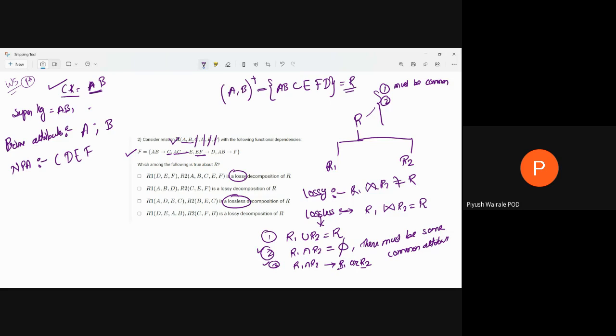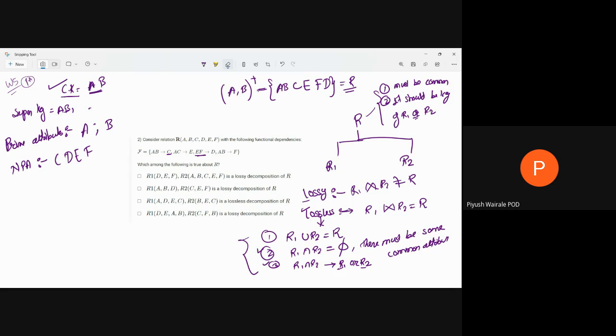So it should be a key, right? It should be a key of R1 or R2. It can be a candidate key, a super key, or any key, right? So if I take the closure of the common attribute, I should get R1 or R2. So if these three conditions are satisfied, then I can say our decomposition is lossless. Otherwise, it is lossy, right? So now let us come back to this question.